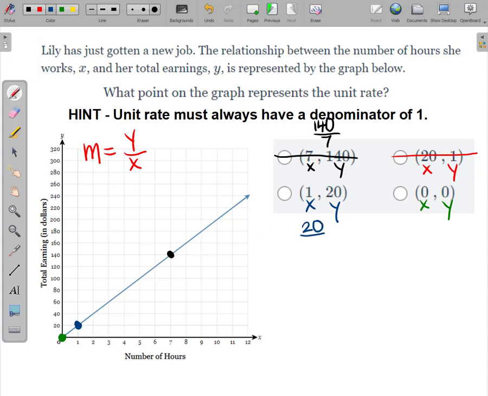So let's write it. This is going to be 20 over 1. And my denominator is 1, so this is actually going to be the choice. And then just to finish it off, 0 over 0, well, this would be undefined because I have 0 under the line, so obviously that one's wrong. And that's pretty much it. So the last set is probably the easiest one. Again, the big idea is a unit rate must always have a denominator of 1.